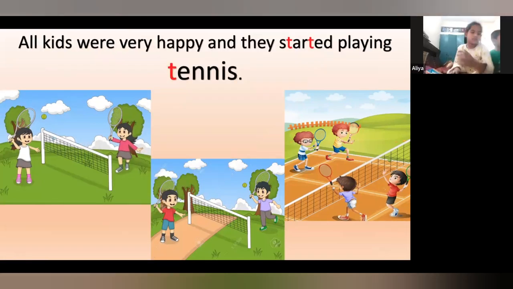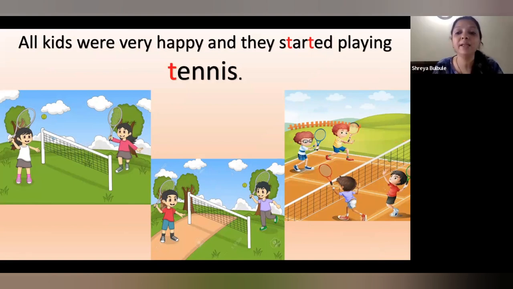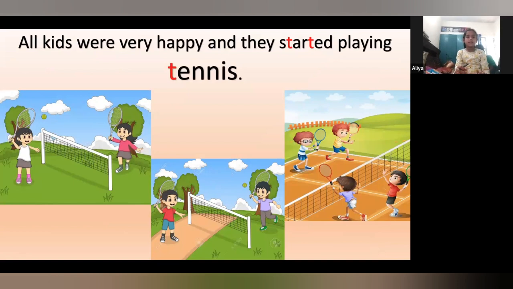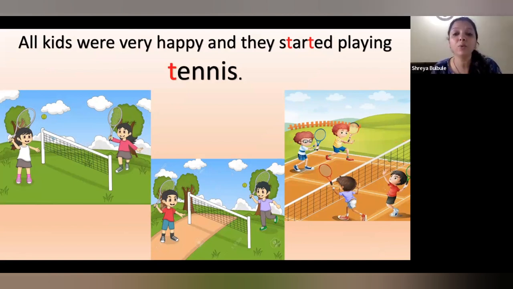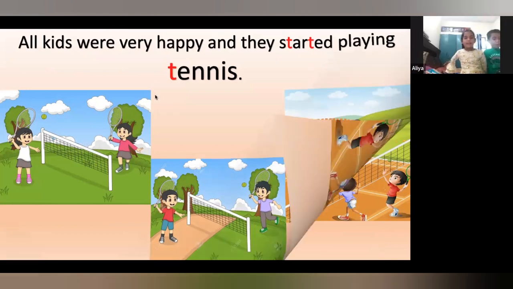All the kids were very happy and they started playing tennis. What did they start playing? Tennis. Tennis. What game do you like playing, Alia? What sports do you play? What sports do you like? Mommy, I play football. Badminton. Oh wow, very nice.